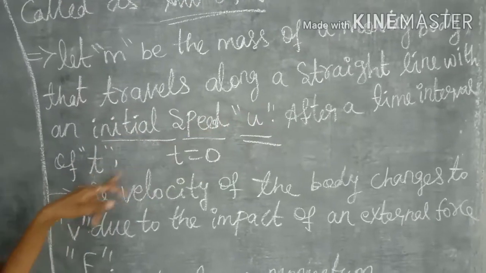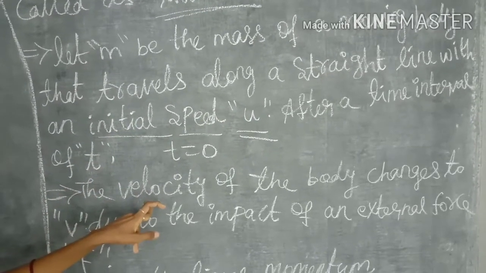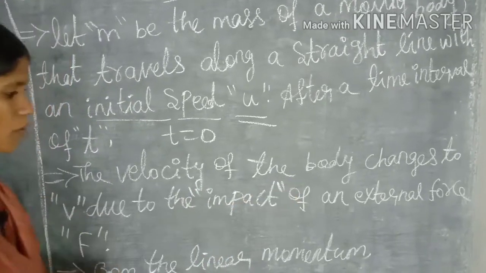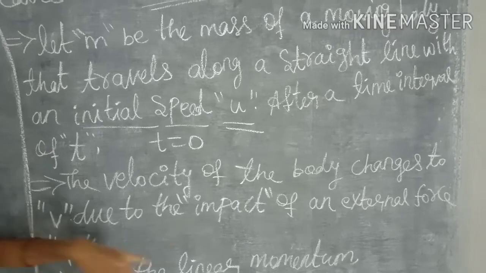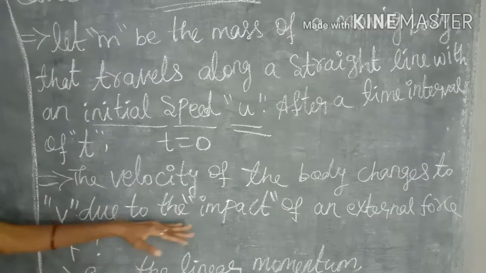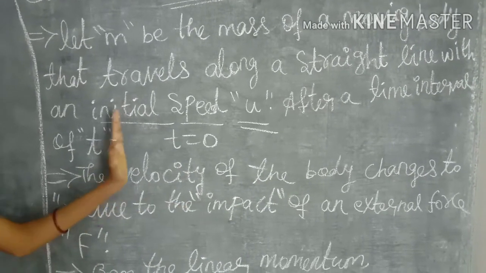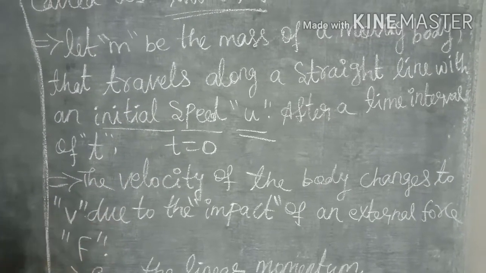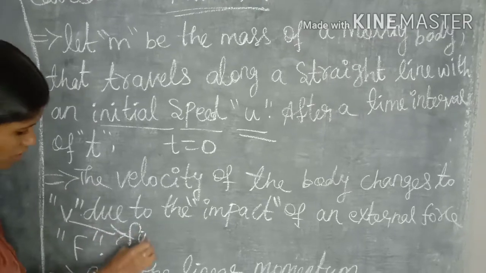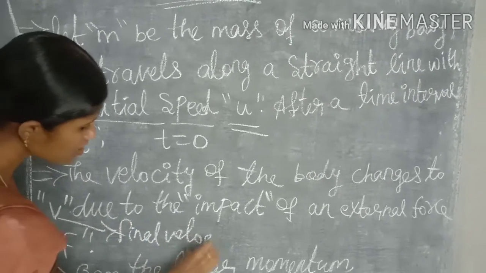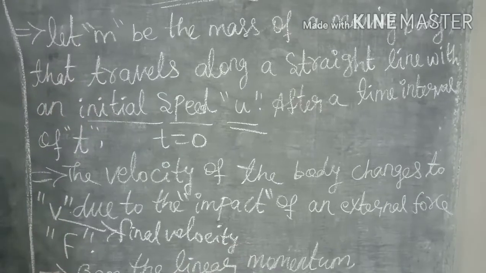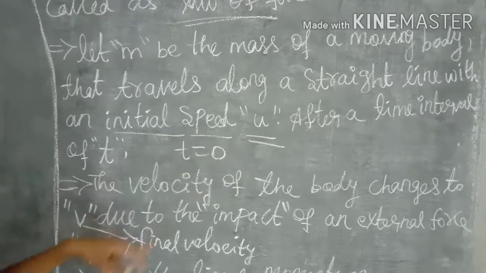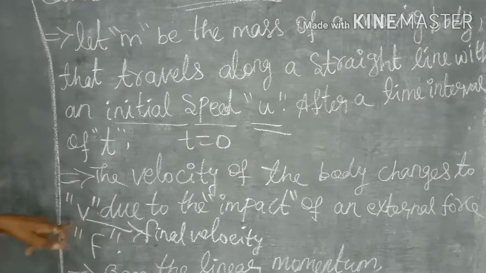After a time interval t, the velocity changes due to the impact of an external force, which in Tamil we call taakam, as I said in the last class. The velocity changes from u to v. This v is denoted as the final velocity or final speed. Velocity and speed are the same quantities here. Initial speed is u and final velocity is v.